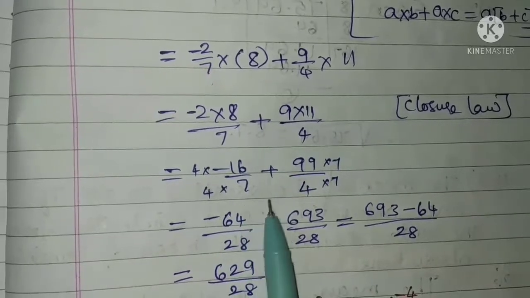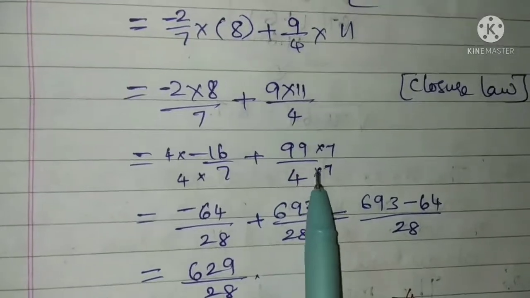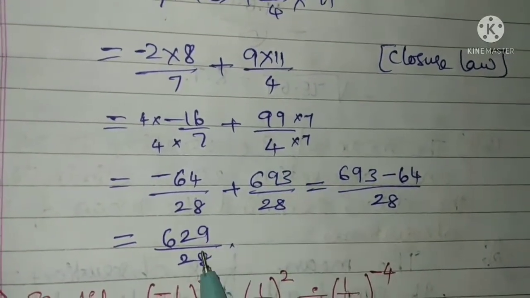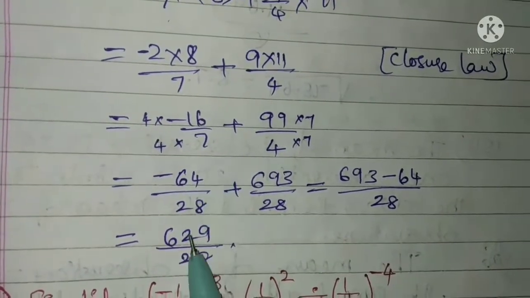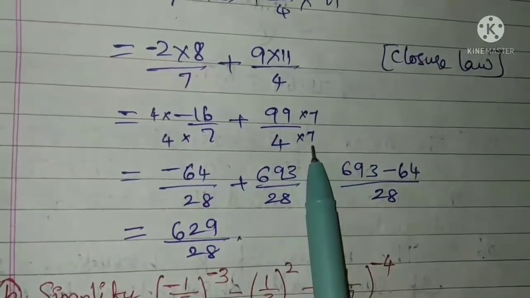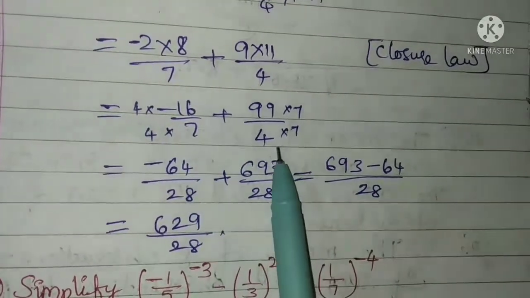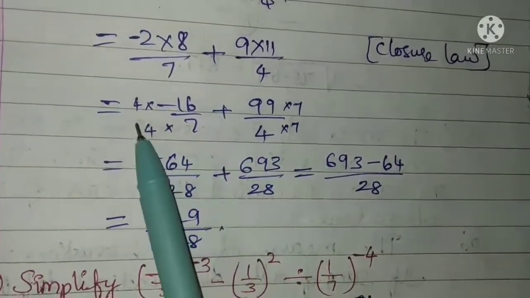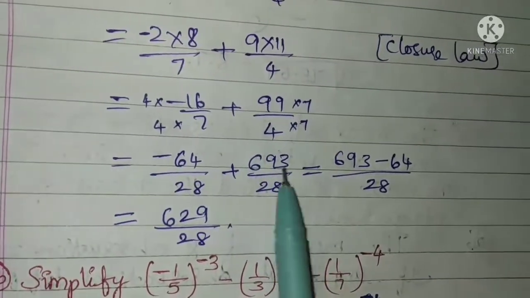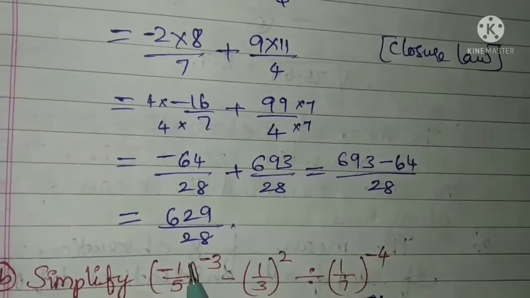to solve them, we have to make them like fractions. As they have different denominators, those are unlike fractions. We have to equate the denominators and make them like fractions here. So to make 7 as 28, we multiply both numerator and denominator by 4, and here also we multiply both numerator and denominator by 7. Then 7 4s are 28, 4 7s are 28, and 16 4s are 64, minus 64. 99 7s are 693. 693 minus 64, the answer will be 629 divided by 28.